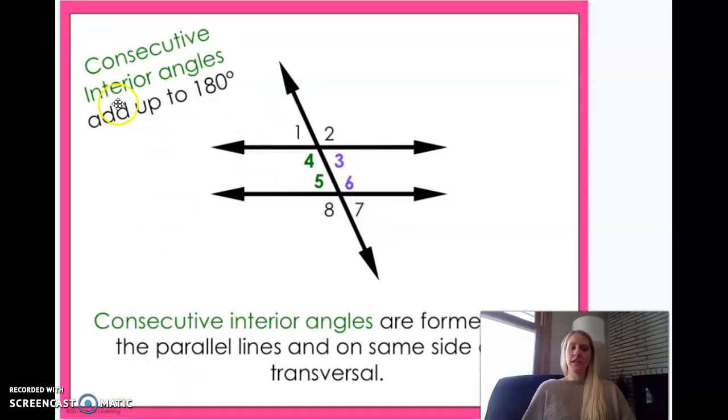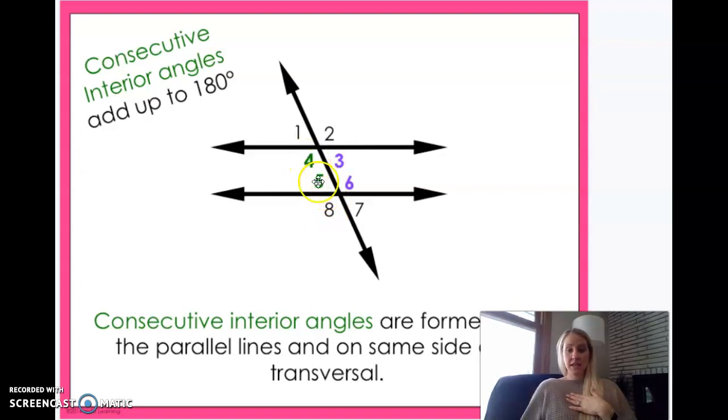All right, and then finally we have consecutive interior angles. So alternate means opposite sides. Consecutive means in a row. So in this situation, consecutive interior angles are the two angles inside the parallel lines that are consecutive, one right after the other, right next to each other.